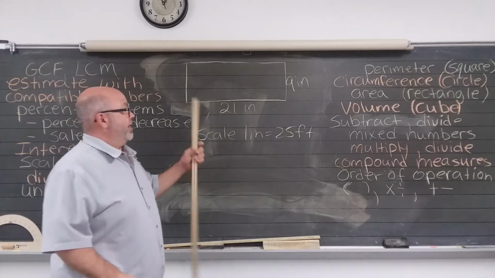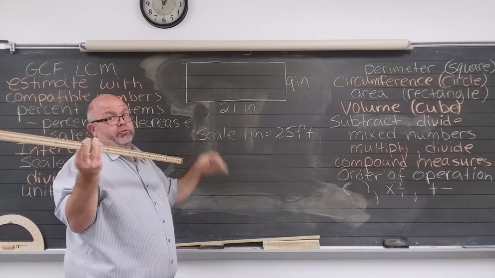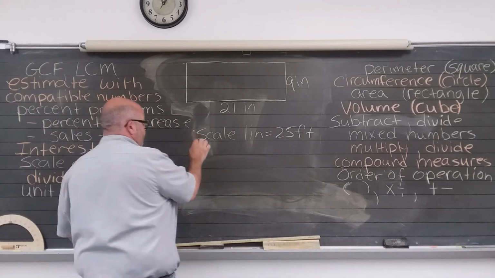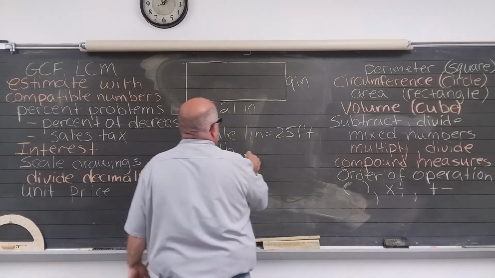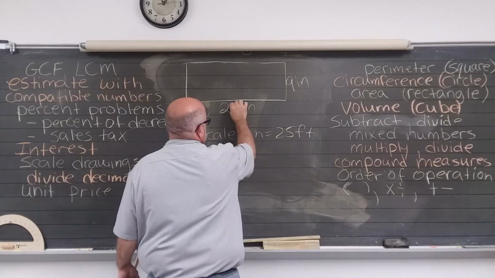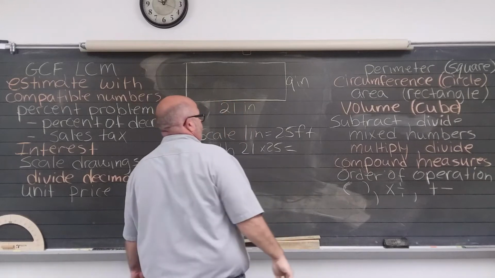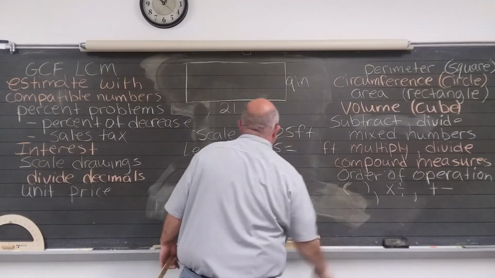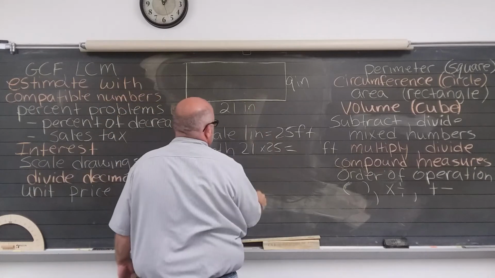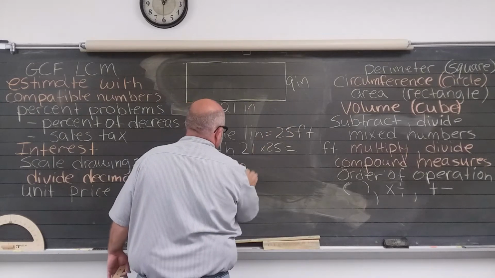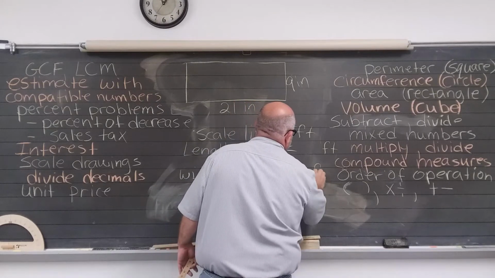So on your test, you will have a drawing that you will have to measure. And it will say 1 inch equals so many yards, so many feet. Make sure you label correctly. You need to have 2 answers. You need a length, which is simply 21 inches times 25 equals the answer in feet. Okay? The width is 9 inches times 25 with the label in feet.